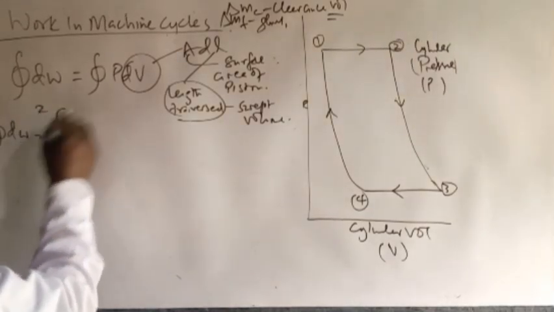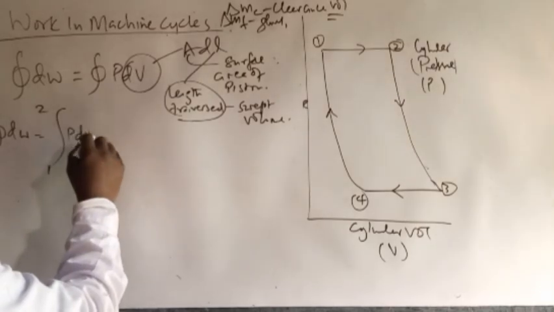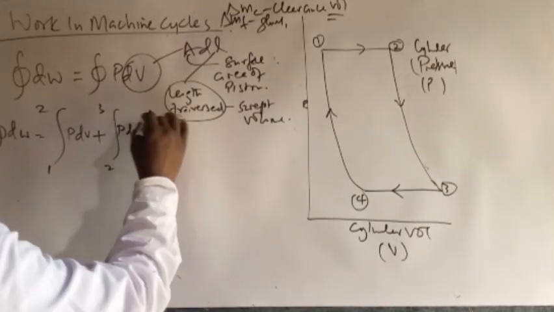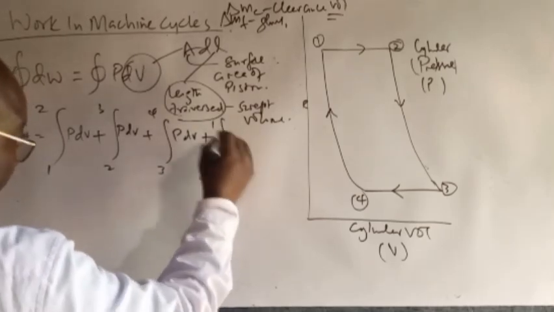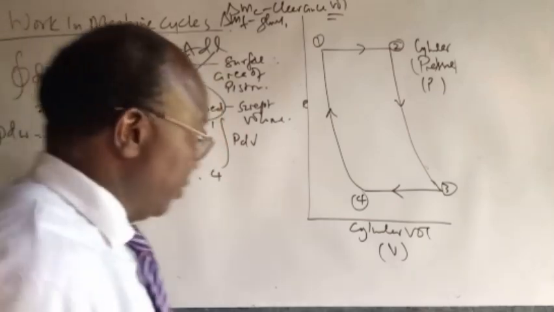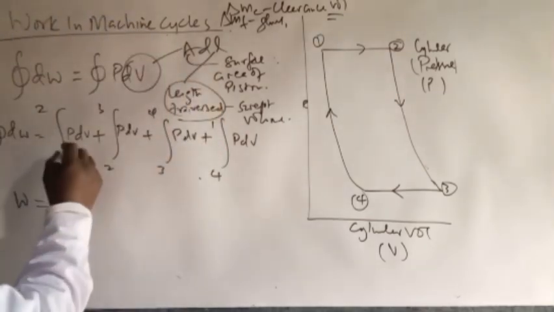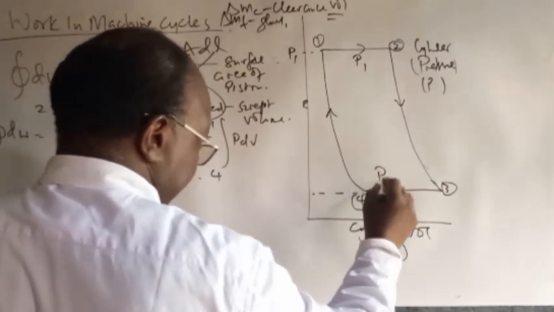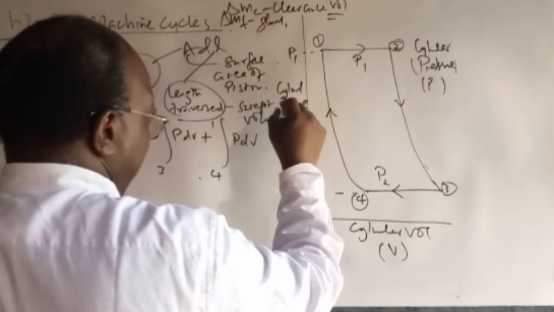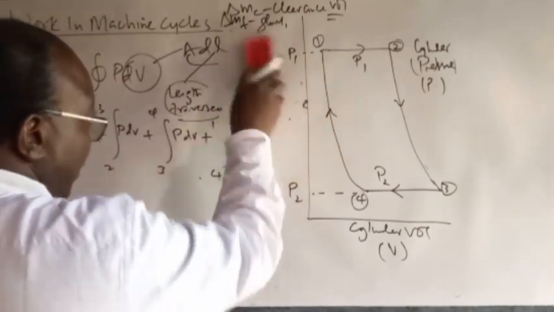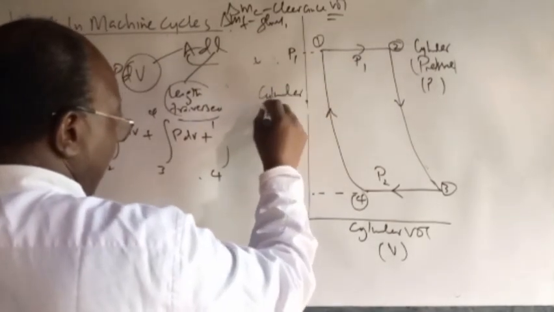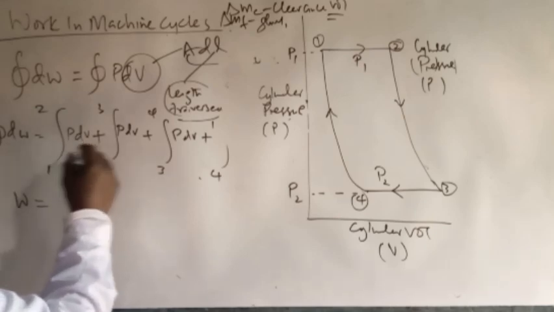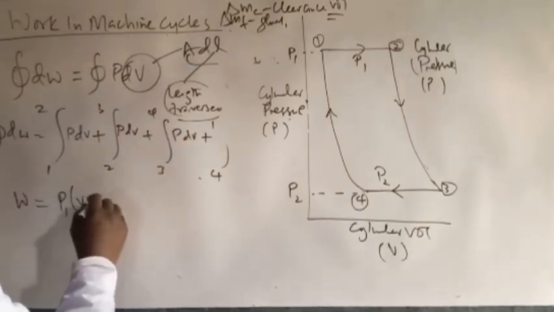So we will have the integral from 1 to 2 of P dV, plus the integral from 2 to 3 of P dV, plus the integral from 3 to 4 of P dV, plus the integral from 4 to 1 of P dV. So those are four line integrals. Now, let us solve them. For this particular point, the pressure is constant. Let's call it P1. At this particular point, the pressure is constant. Let's call it P2. That's the cylinder pressure. Remember? We erased it. This is the cylinder pressure. Now, the work done in step 1 to 2 is basically P1 times the change in volume, V2 minus V1.